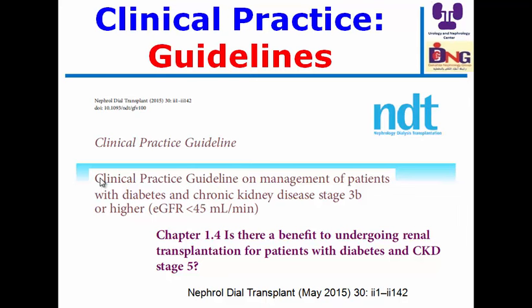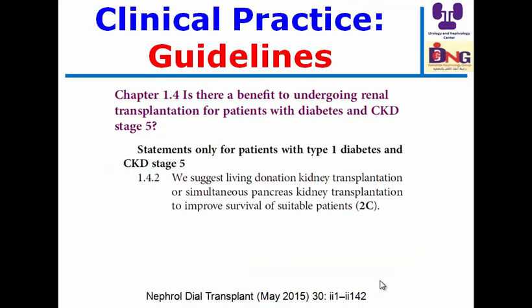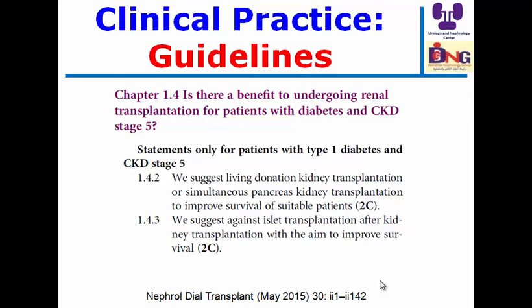One section of these guidelines is regarding transplantation in diabetic patients. Is there a benefit to undergo renal transplantation for patients with diabetes and stage 5 chronic kidney disease? The answer, for type 1 diabetes, is that the guidelines suggest living kidney transplantation or simultaneous pancreas and kidney transplantation is the best modality to improve survival of a suitable patient. This is a suggestion based on weak evidence, and they suggest against islets.